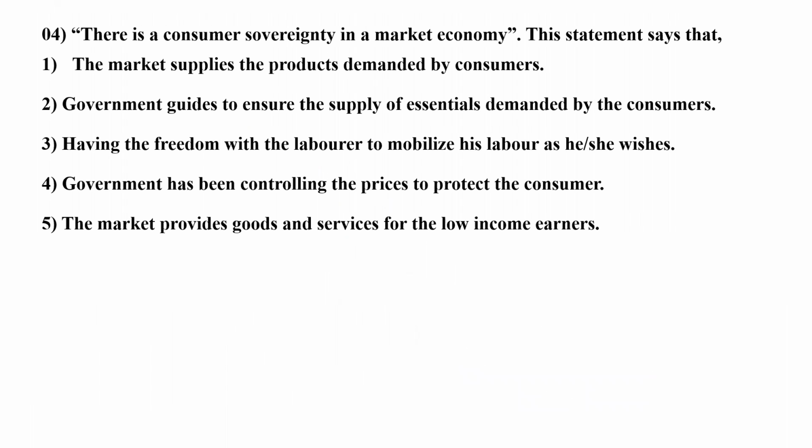Question number 4. There is consumer sovereignty in a market economy. This statement says that. So this is one of the key ideas in a market economic system. When Adam Smith introduced the market economic system in 1776, many years back, he said that one of the key aspects of the market economic system is consumer sovereignty. What do you mean by consumer sovereignty? Consumer should be able to consume whatever the consumer wants.